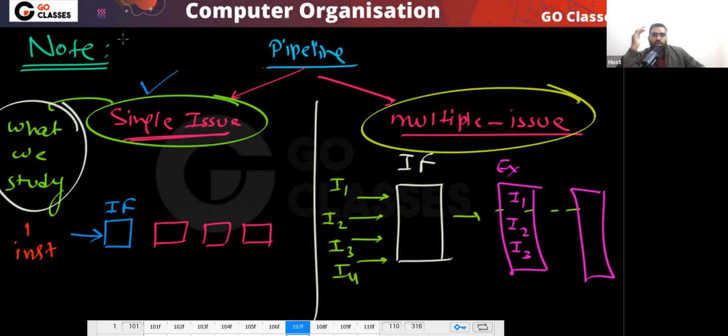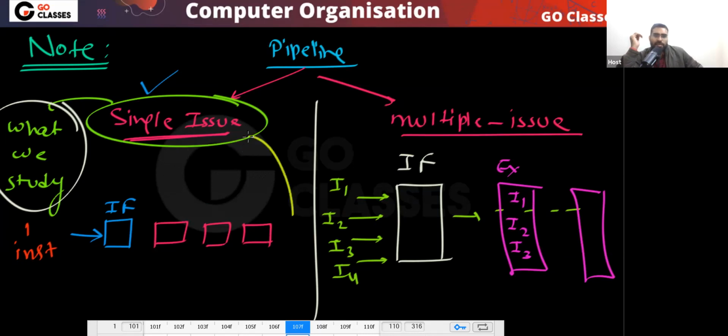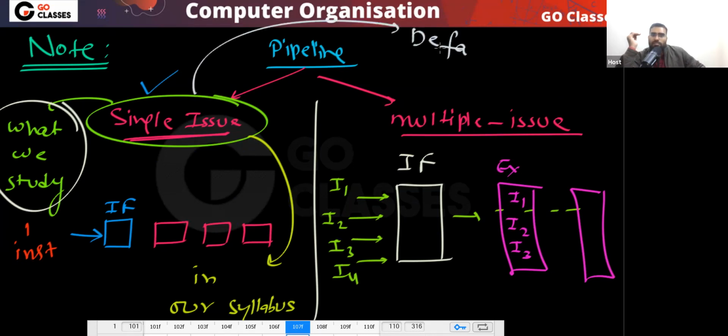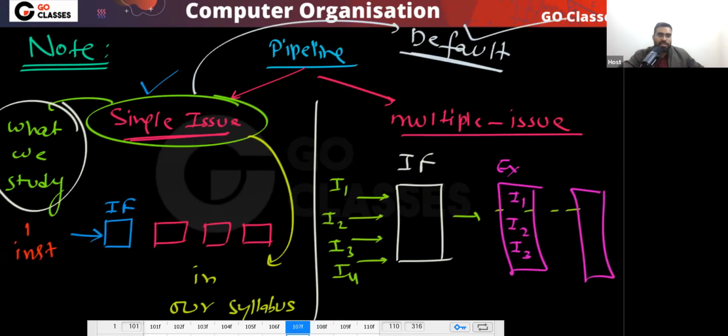So this we don't study, right? We study single issue; this is in our syllabus. By default, when I say pipeline, this is what we mean: every pipeline is single issue. There is another point, in-order and out-of-order, which I will tell you after some time.